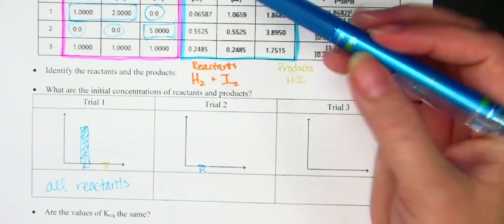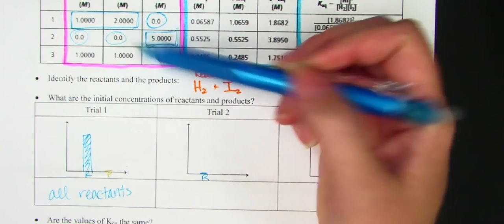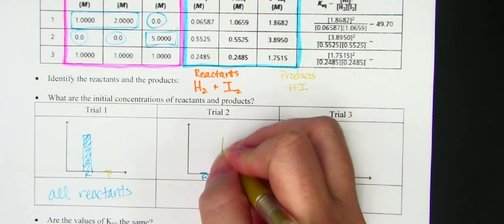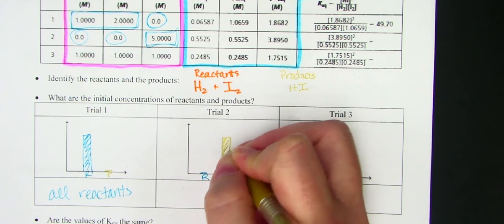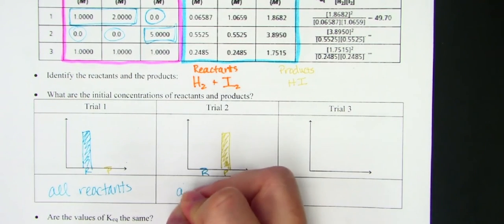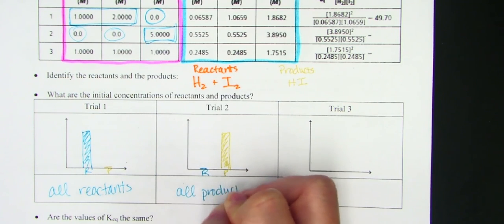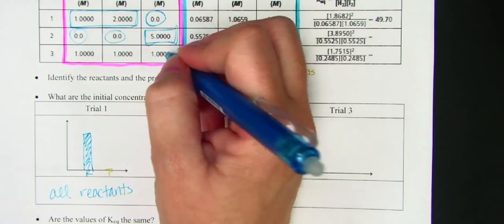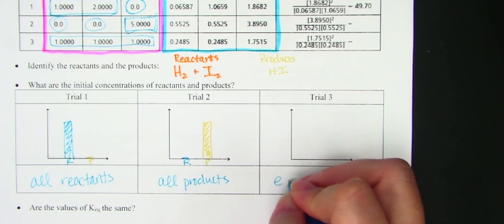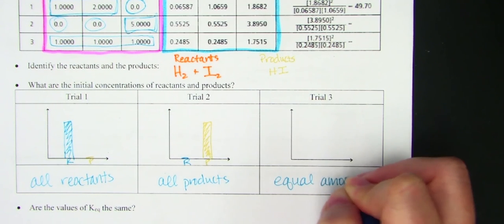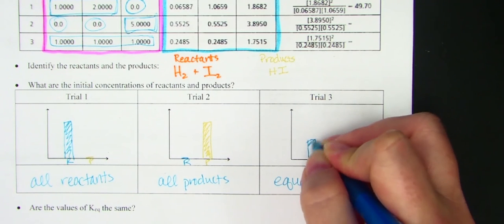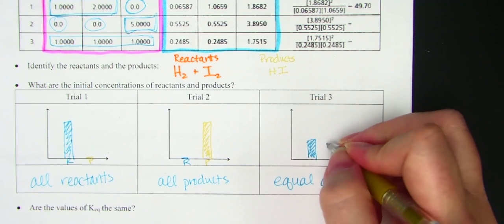So in the second trial, we have no reactants, as seen here, and we have only products. So the bar for the products is a lot higher. In the first trial, we had all reactants. In the second trial, we have all products. Now, in the third trial, we actually have all three of them, and they're all equal amounts. So I have reactants present initially, and I have products present initially.